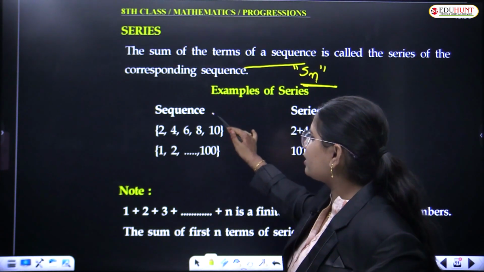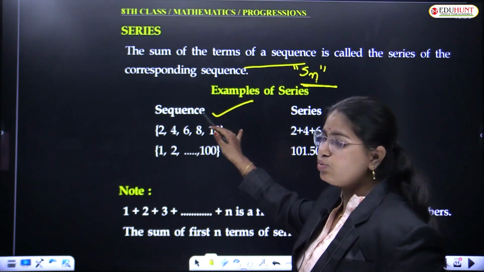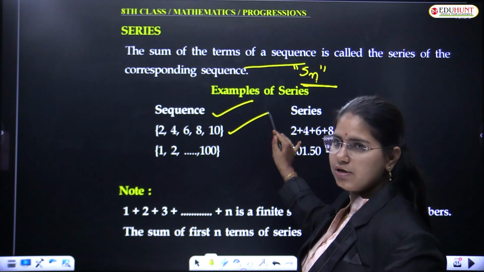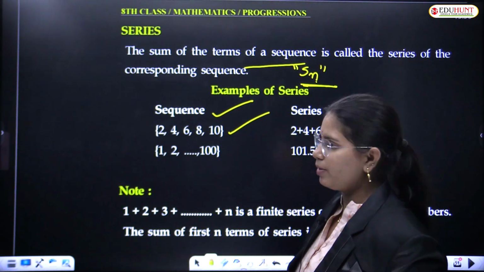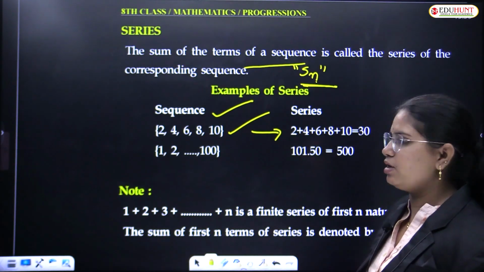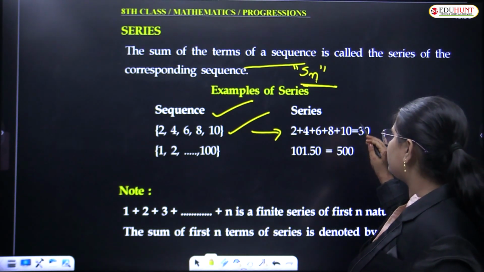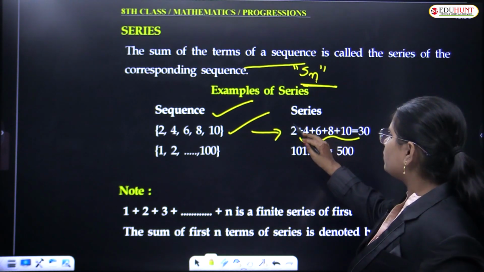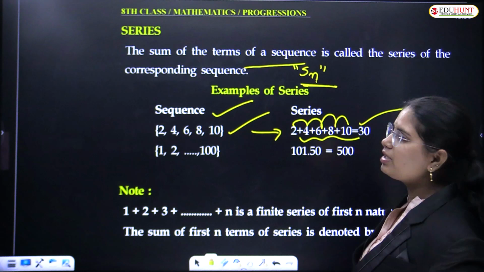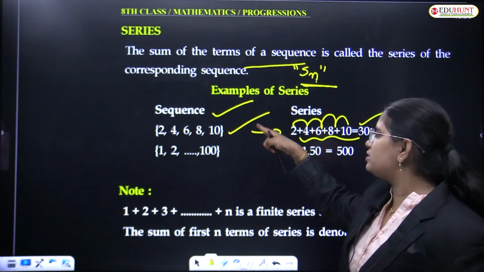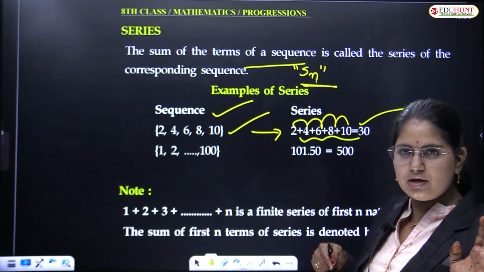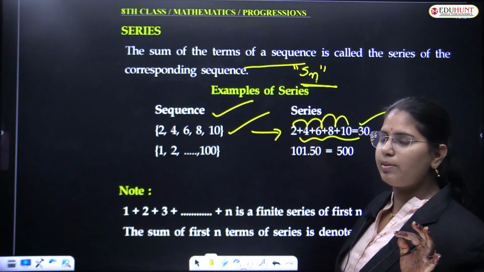Sequence means the terms are separated by commas: 2, 4, 6, 8, 10. This is following a pattern. Whereas in series, I am just adding all the terms, like 2 plus 4 plus 6 plus 8 plus 10, which is how much? 2 plus 4 is 6, plus 6 is 12, 20, 30. So this is nothing but series. All the terms of a sequence I am just adding up, so that I will be getting the series. Am I clear?